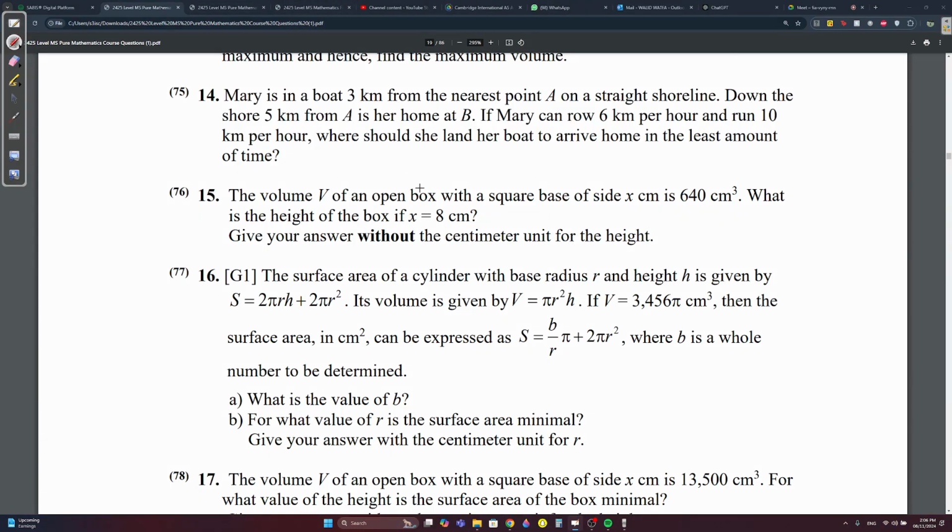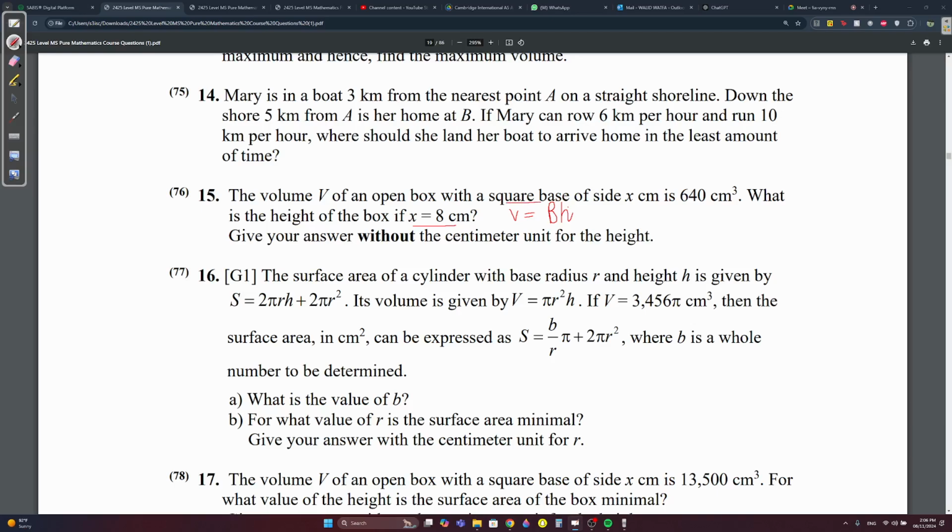Okay, question 15. The volume V of an open box with a square base of side x is 640. What is the height of the box if x equals 8? This is literal geometry, guys. Volume of any shape is area of base times height. For this rectangular prism, it's a square base of an open box, so it goes up like this. So basically, the volume is the area of the base times height.